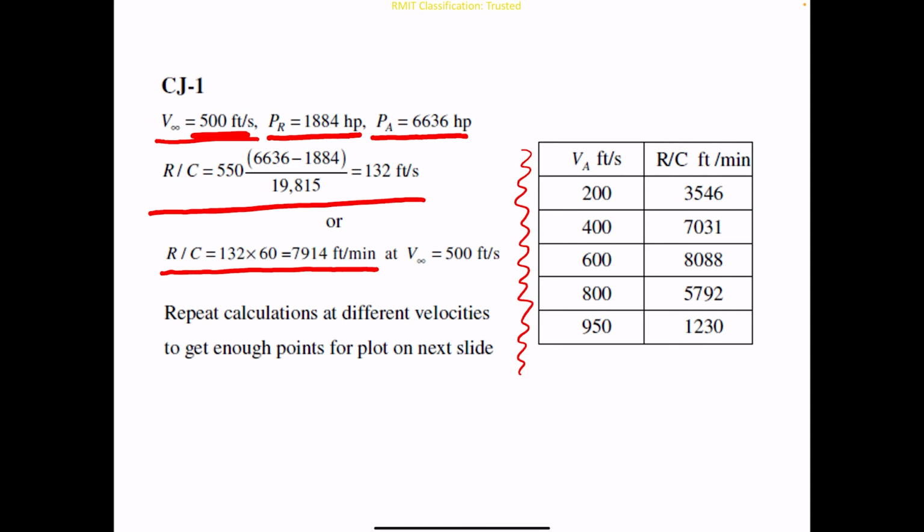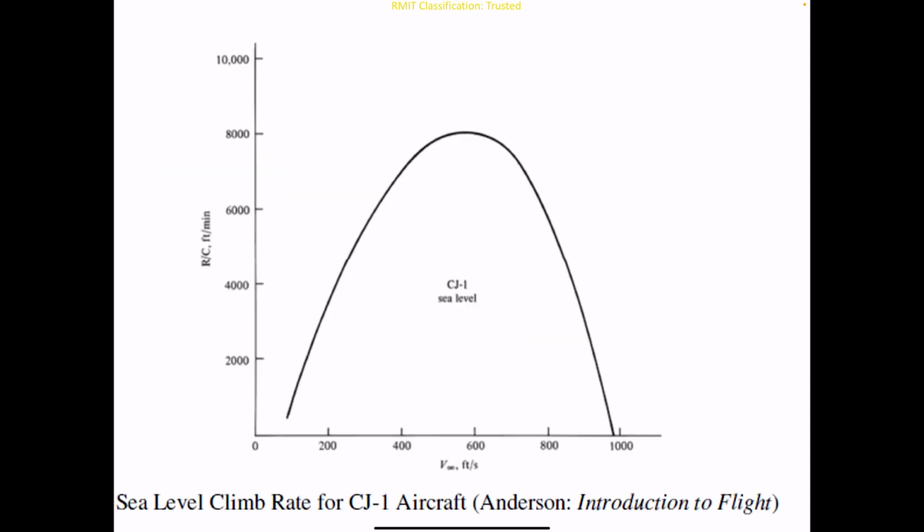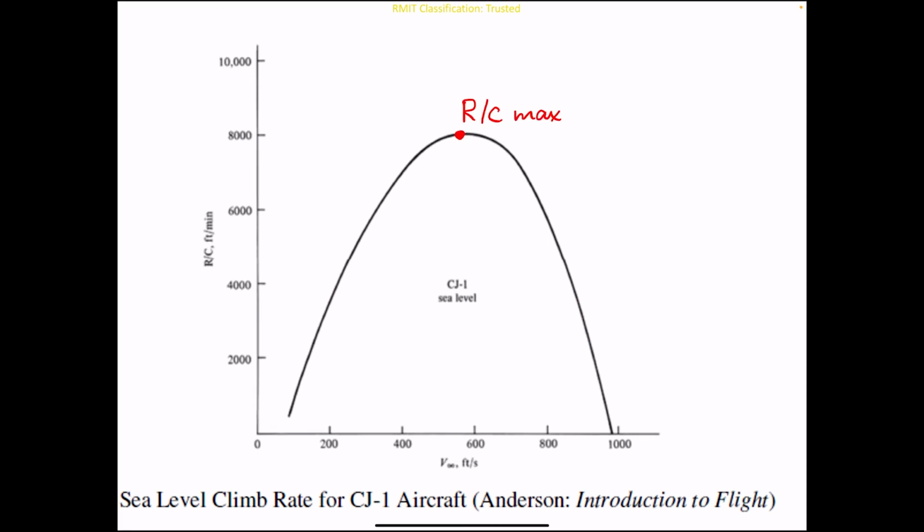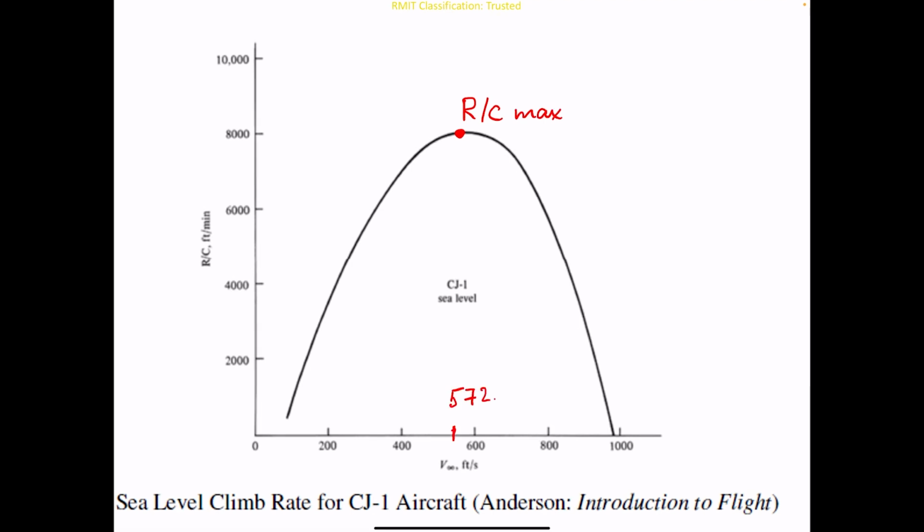Now we can plot it. So here is curve, and here is maximum rate of climb. Associated velocity was 572.8 feet per second, and we found it before in exact way.